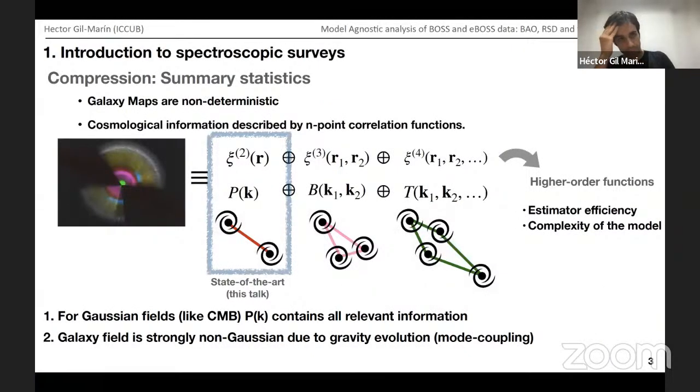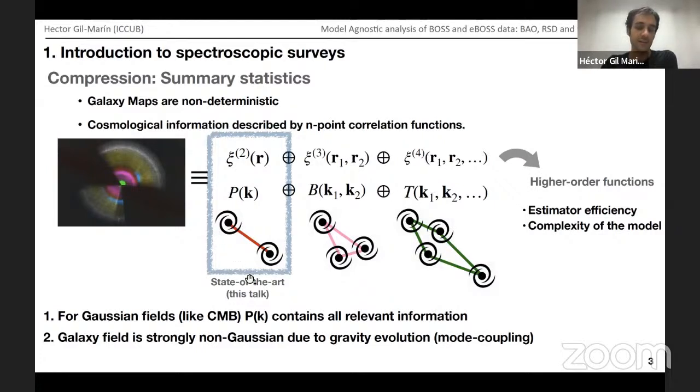Throughout this talk, I am going to be talking about how to extract information from galaxy maps, but we have to bear in mind that these galaxy maps are stochastic by nature, and therefore we cannot directly infer physics out of the positions of the galaxies. We have to construct statistical tools, and these are essentially the correlation functions. We can work in configuration space in terms of the 2-point, the 3-point, or the 4-point correlation functions, or in Fourier space, where they have their Fourier counterparts. The 2-point correlation function's counterpart is called the power spectrum. For the 3-point, it's called the bispectrum. For the 4-point, it's called the trispectrum.